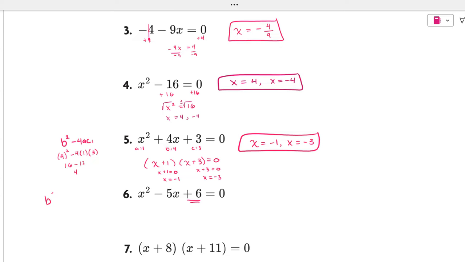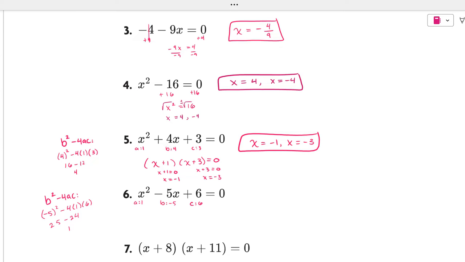So again, let's do our b squared minus 4ac and just make sure, let's see if it's factorable. So our a is 1, our b is negative 5, and our c is positive 6. So b squared, we get negative 5 squared minus 4 times 1 times 6. So this becomes 25 minus 24. 1 is a perfect square, so this is definitely factorable.